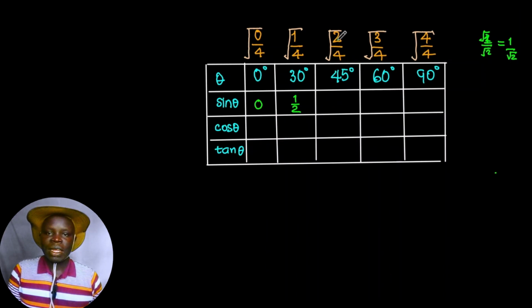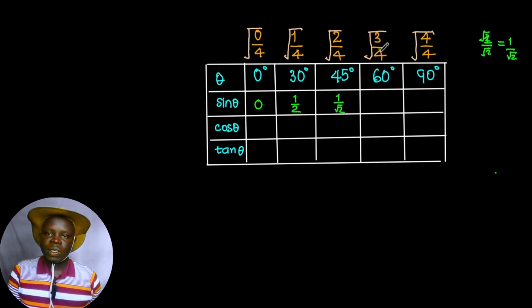Now the next term here, 2 over 4. The square root of 1 is 1, and remember we have 2 here, the square root of 2 is irrational. So we have root 2 over 2, which can be rationalized, as we looked at before.